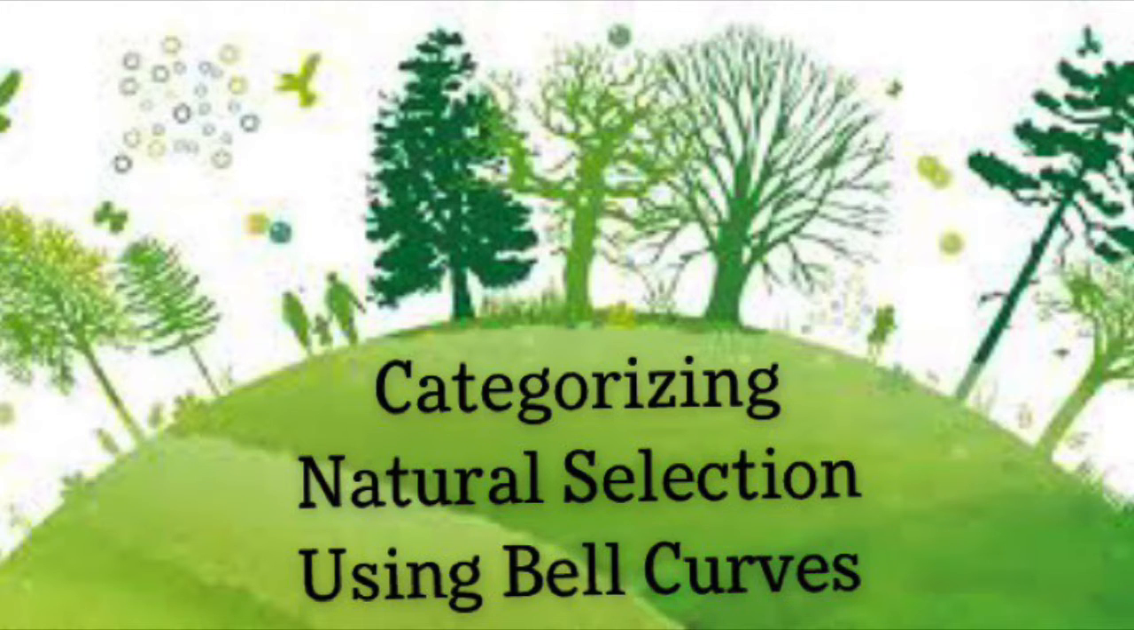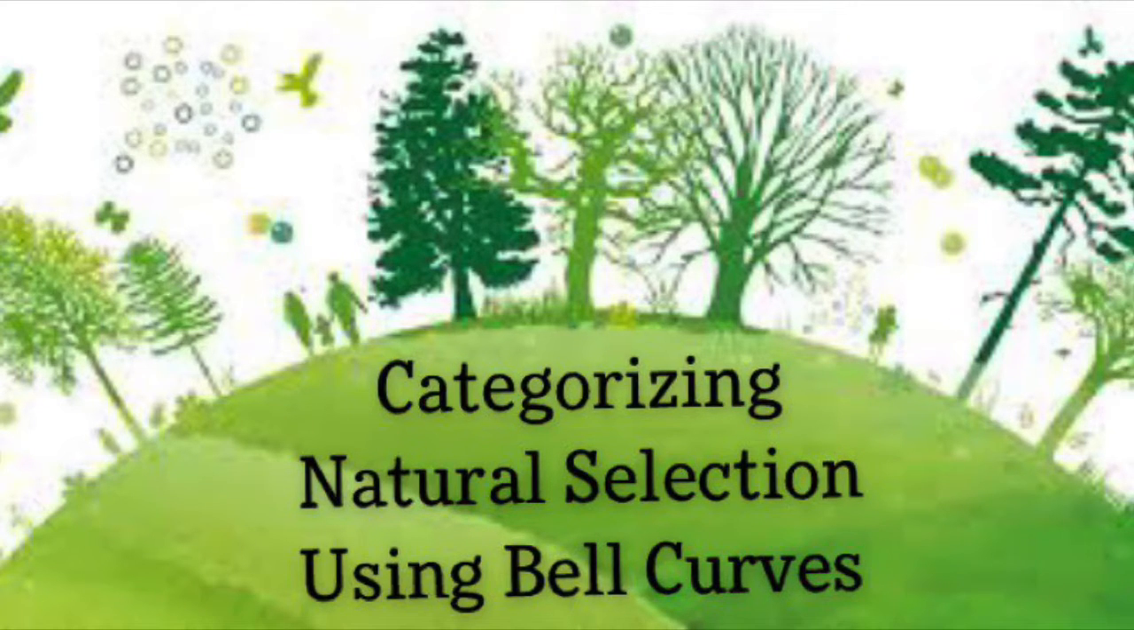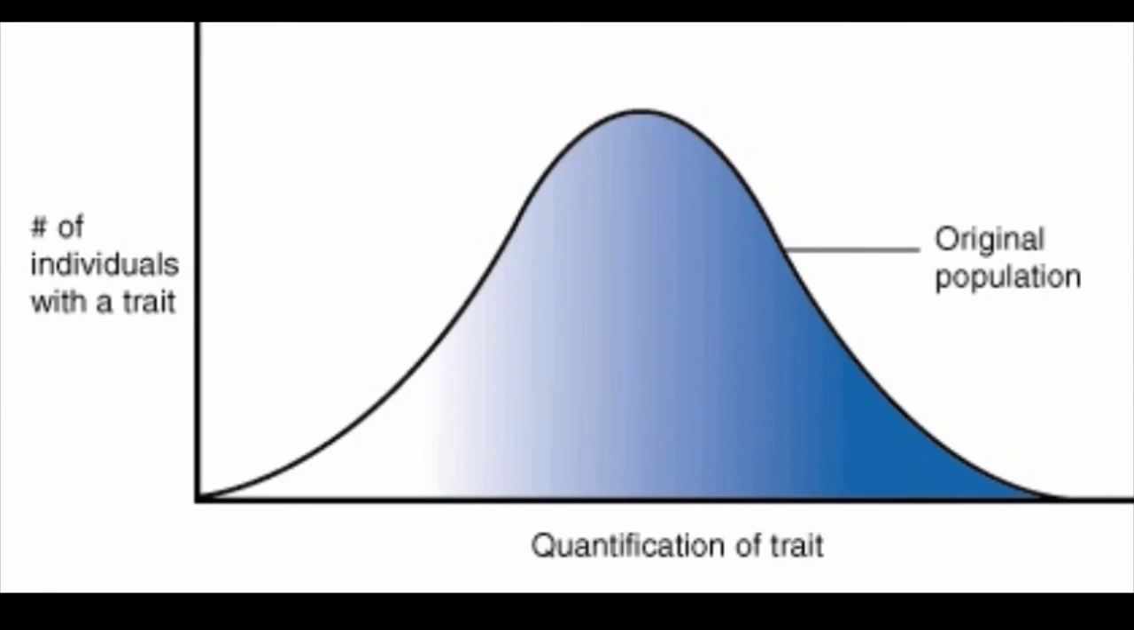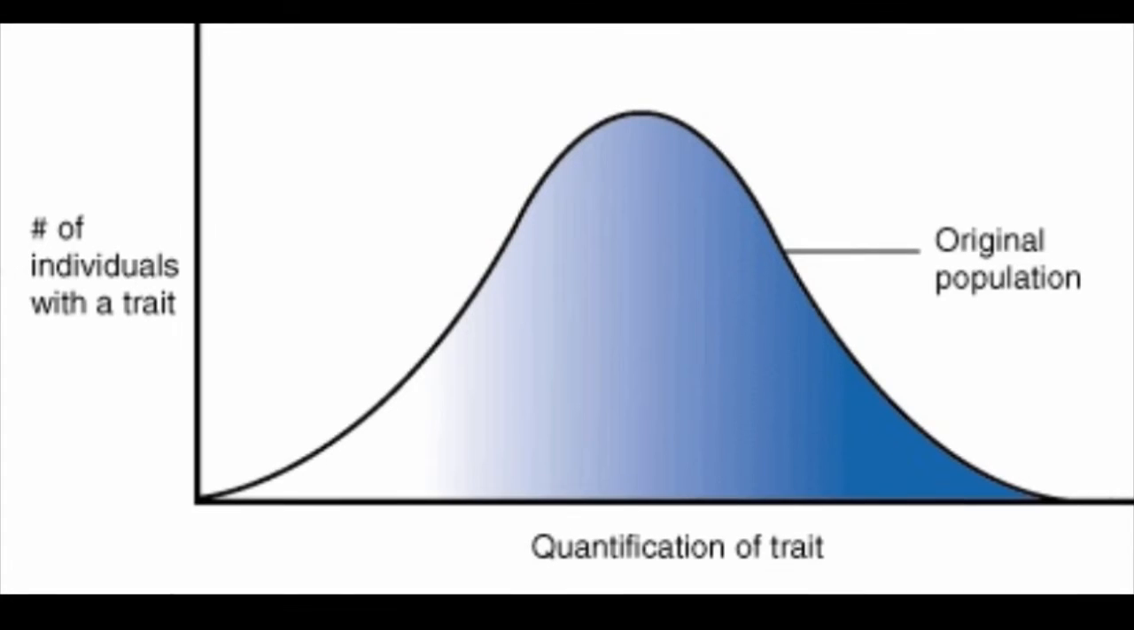Because evolution is a population-based process, we can compare original and evolved population distributions to determine what type of natural selection has occurred. We can look at bell curves to see this. The null hypothesis is that you have a normal distribution in a population with a high frequency of intermediate traits that decrease towards the extremes.